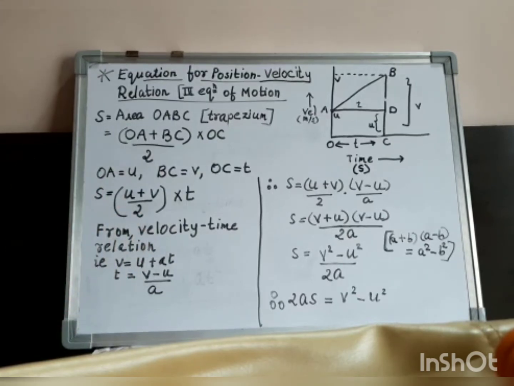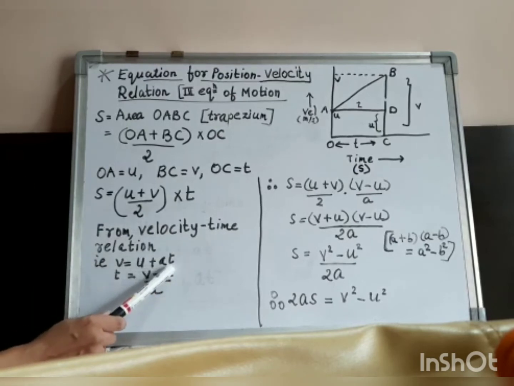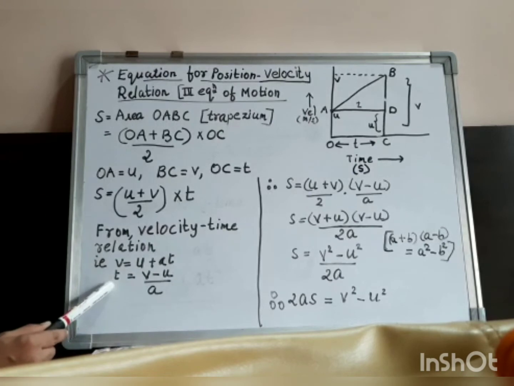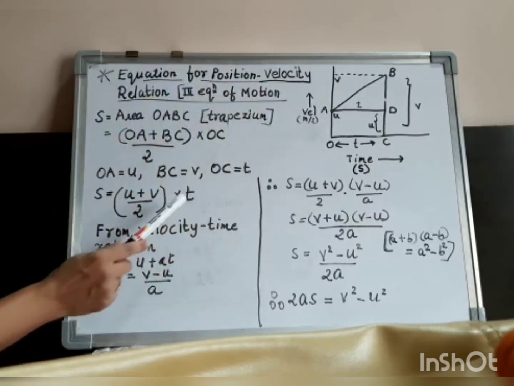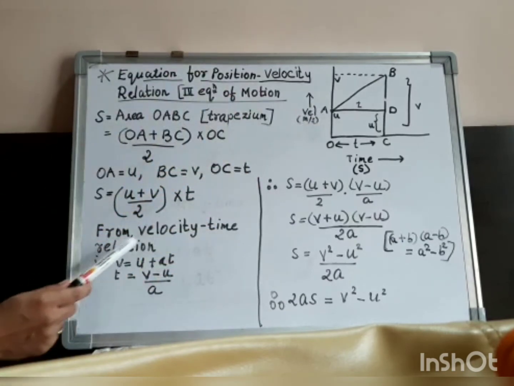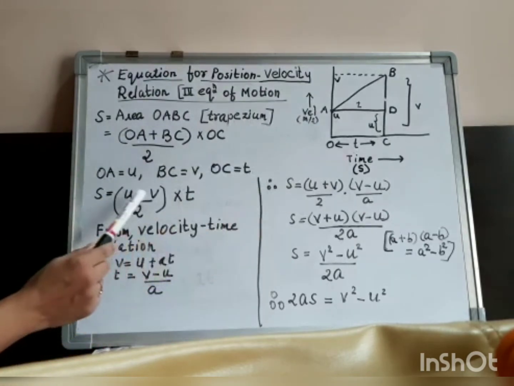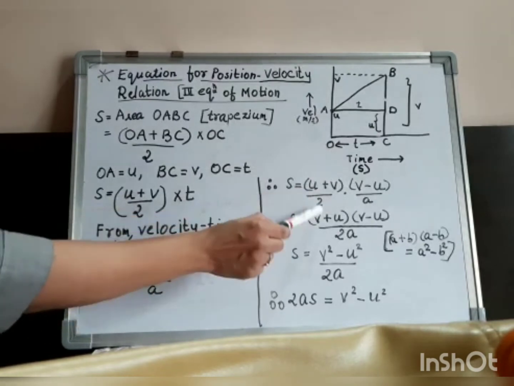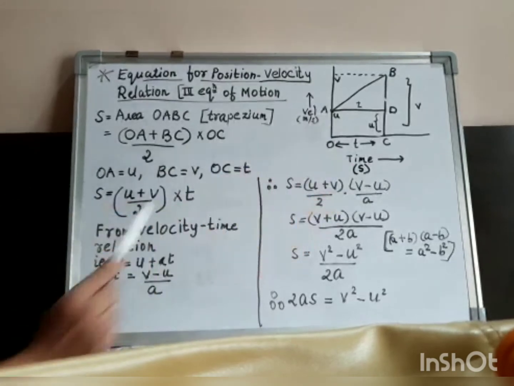Now from first equation of motion, that is velocity time relation, we know that V is equal to U plus AT. If you convert it in terms of T, then T is equal to V minus U by A. Now this value of T we will put here. So this point you have to remember, okay, all these values you will write from graph, but value of T you will put from the velocity time relation. So it will become S is equal to U plus V by 2, that is same, and in place of this T you will put this V minus U by A.